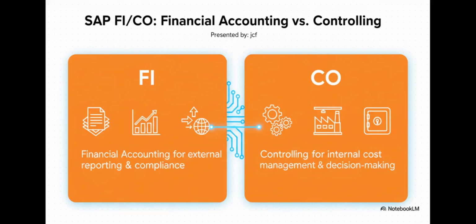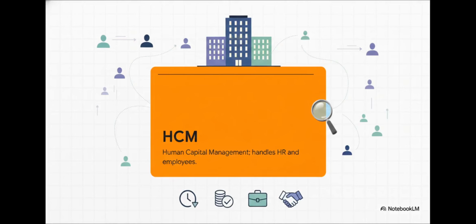So, simply put, FI is how you report finances to the outside world, and CO is how you manage your costs internally. Flowing smoothly from the money over to the people, we have HCM, which stands for Human Capital Management. You can basically think of HCM as the HR office of our SAP building. This is the core module dedicated to managing all employee data. It handles absolutely everything related to the people who are executing the work and making the business run.